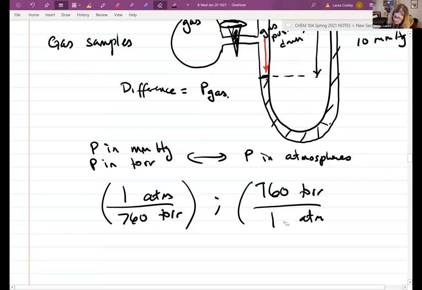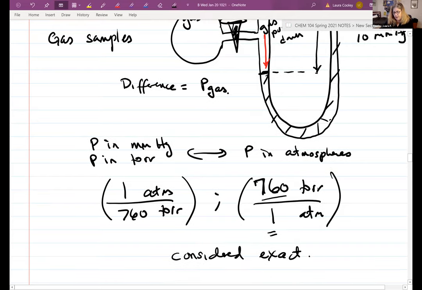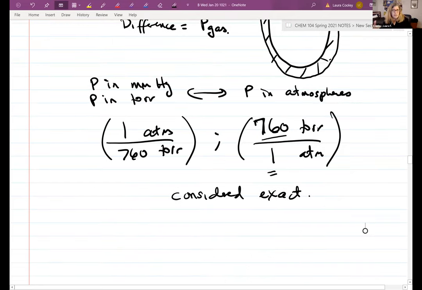Actually, we consider these to be exact. So in other words, you wouldn't limit your sig figs to one or to three. These are considered exact. They don't affect the number of significant digits. It would be whatever it was before.